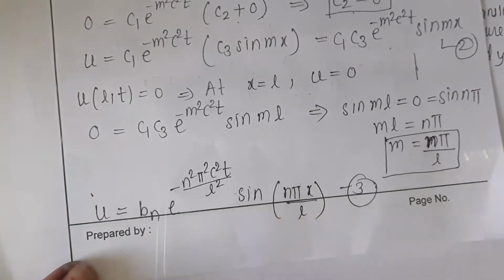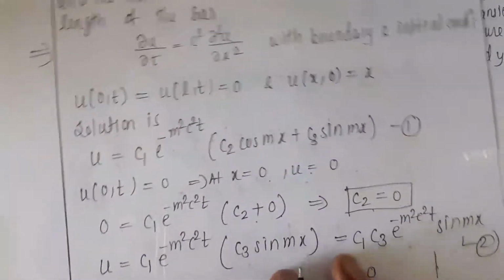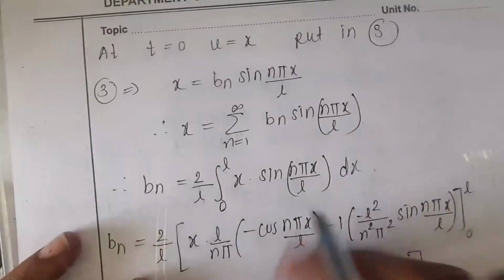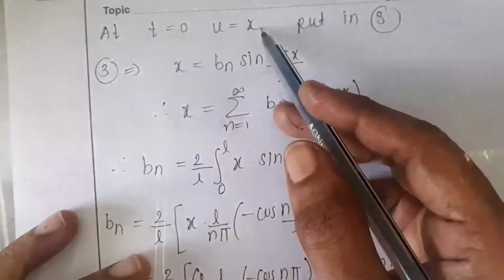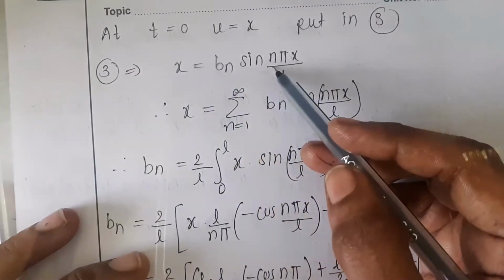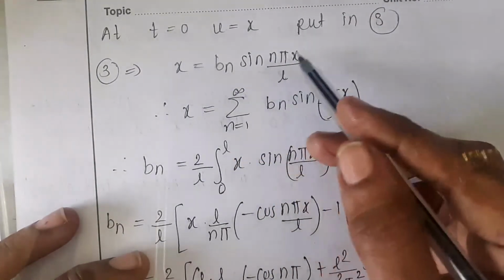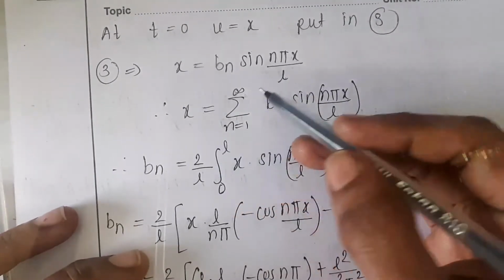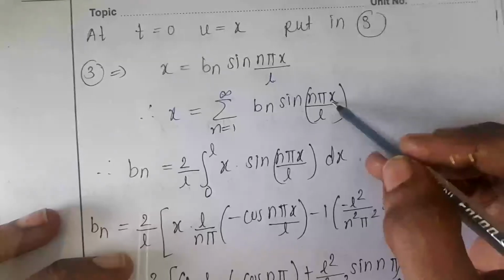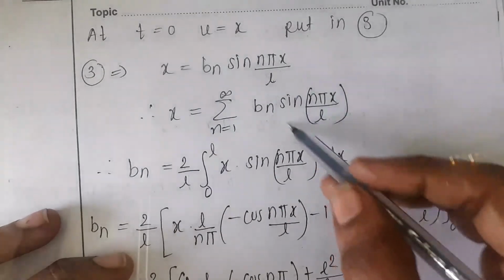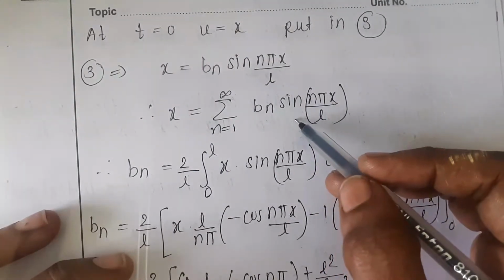Lastly, we find the value of bn. To get the value of bn, we use the given condition u(x,0) = x. By using this condition, at t = 0 the u value is given as x. So substituting, x = bn e^0 sin(nπx/L), where e^0 becomes 1. So it can be written as x = summation n = 1 to infinity of bn sin(nπx/L). But this is in the form of a Fourier series and the remaining part is only sine, so this is a sine series.